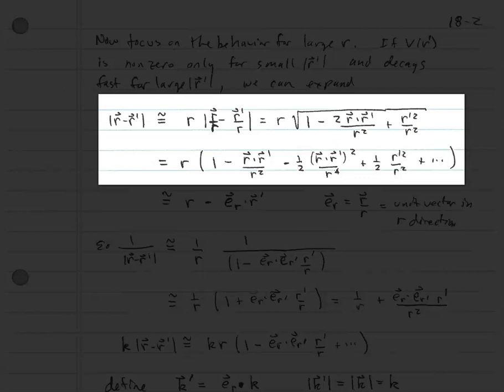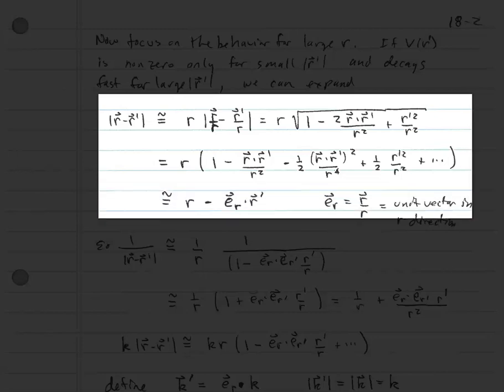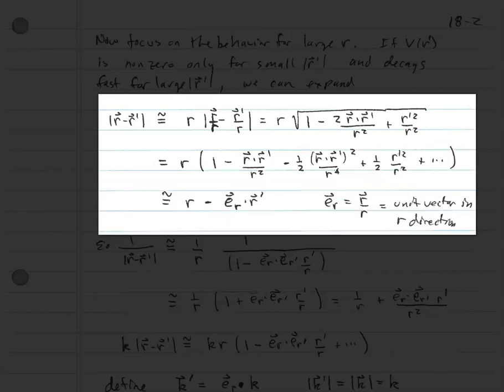Now, as I've already mentioned, the r vector over r, the radius, is a unit vector. We'll call that unit vector e_r. It's a unit vector in the r direction. Then I can rewrite this as r, the scalar quantity r, minus e_r·r'. Notice that there are no vectors. It's all scalars on the right-hand side, because the norm of a vector is always a scalar.